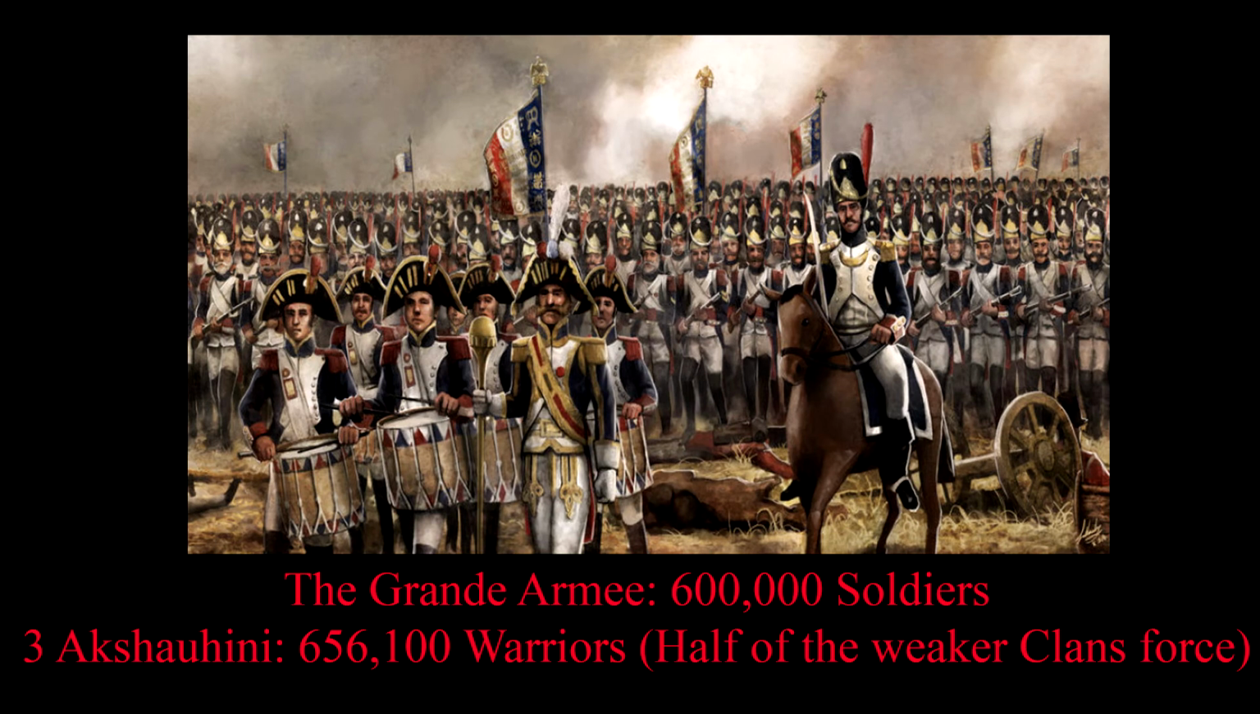Estimates place the total number of Napoleon's armies at the invasion of Russia at 600,000 men. This would mean that at the quantitative height of the coalition wars, the Grand Armée of Napoleon Bonaparte at its mightiest was still less than half of the forces of the weaker of the two great Hindu clans.